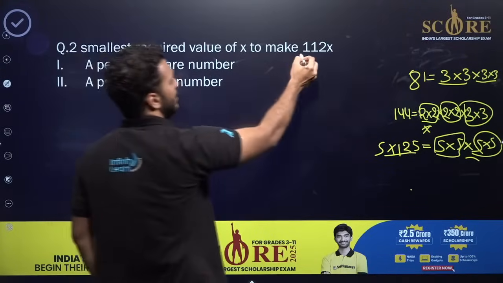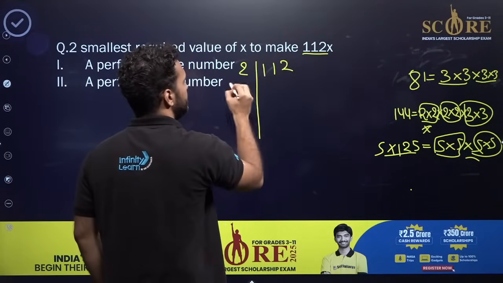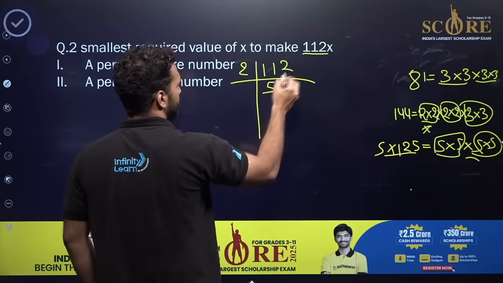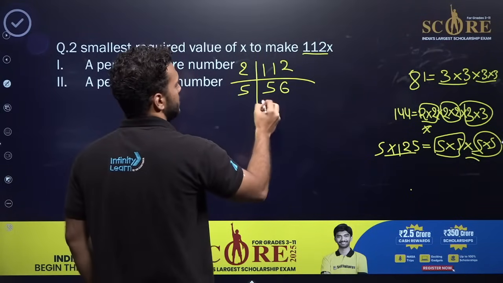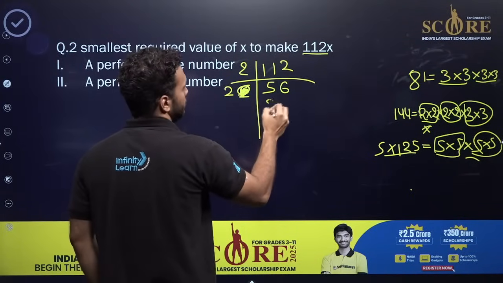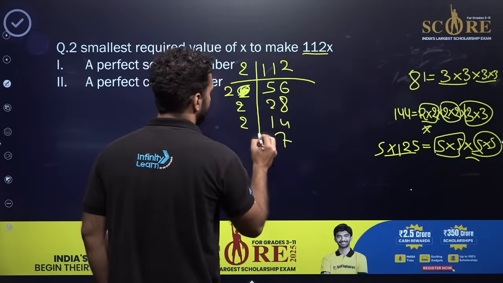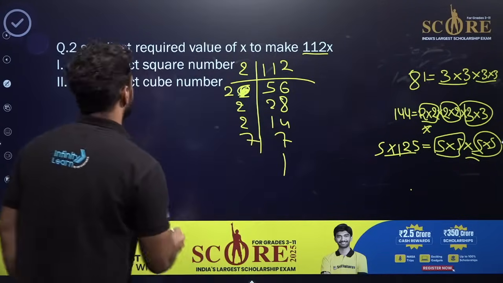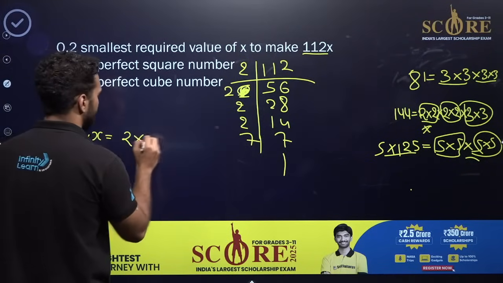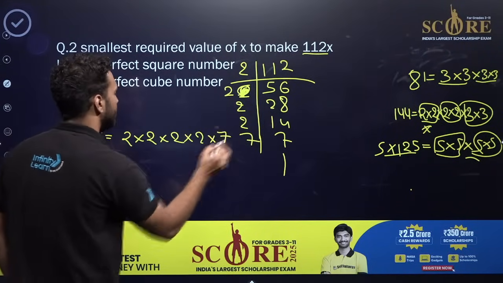Similarly, I have to first prime factorize this 112. 112 is divisible by 2, yes, it is an even number. Divided by 2, I get 56. Divided by 2, 28. Divided by 2, 14. Divided by 2, 7. Divided by 7, 1. So what am I getting? 112 into x is nothing but 2 multiplied by 2 multiplied by 2 multiplied by 2, 1 2 3 4, multiplied by 7. Is it a perfect square number?